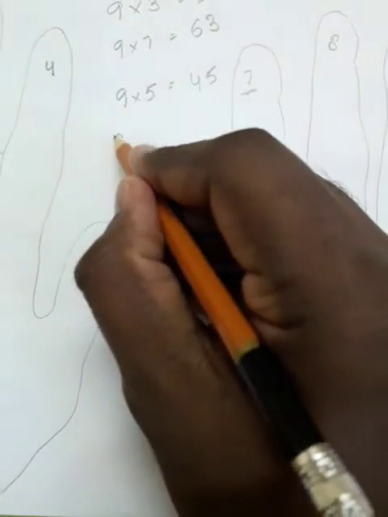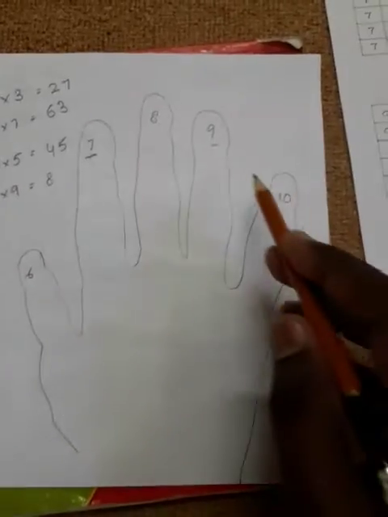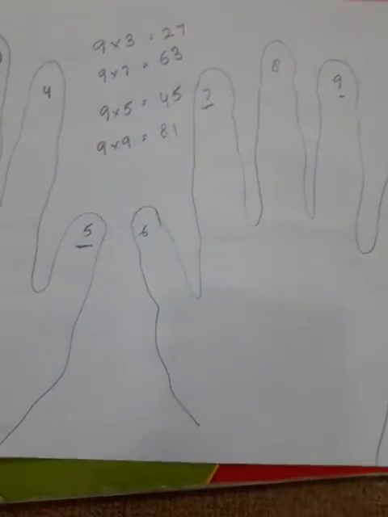One more example: 9 nines. Which is the ninth finger? This is the ninth finger. Before 9, how many do you have? 8, so write 8. After 9, only one finger, so 1. So 81. 9 nines are 81. Like this, you can learn the 9 table in an easy way.